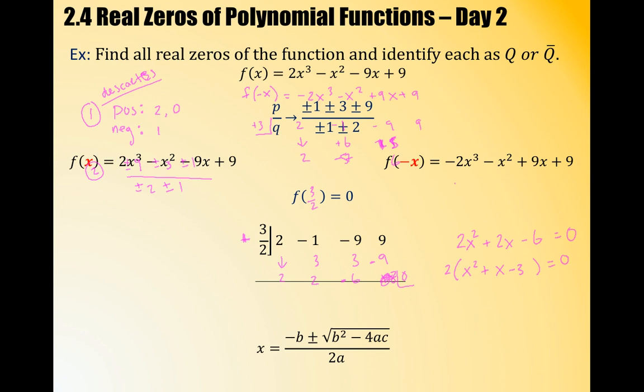And I'll use the quadratic formula. Negative 1 plus or minus the square root of b squared minus 4 times a times c, right, that works, all over 2 times a, which is 2. Right, I factored out that 2 or divided by 2. Negative 1 plus or minus the square root of 1 plus 12 over 2. So my solutions are 3 halves, which is rational, and then negative 1 plus or minus the square root of 13 over 2, which is irrational.